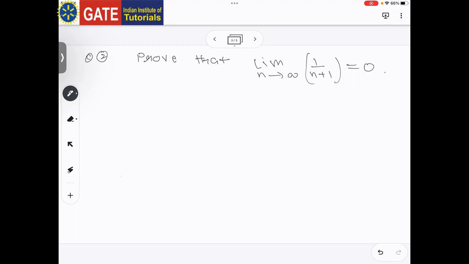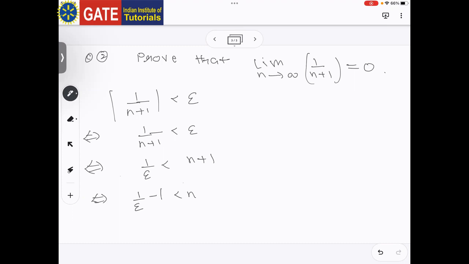So how will you do it? Again, |1 by n plus 1| assume lesser than epsilon, then this is equivalent to 1 by n plus 1 is lesser than epsilon. Then this is same as 1 by epsilon is lesser than n plus 1. Then this is same as n is greater than 1 by epsilon minus 1. So you choose your capital N to be the greatest integer of 1 by epsilon minus 1. So for n greater than N, your a_n is lesser than epsilon.